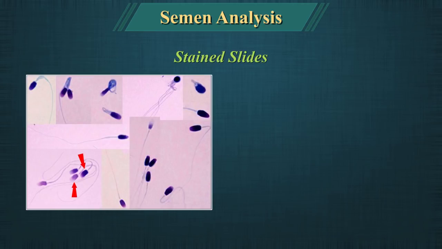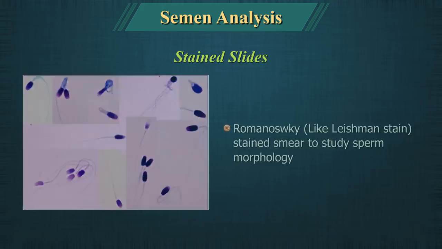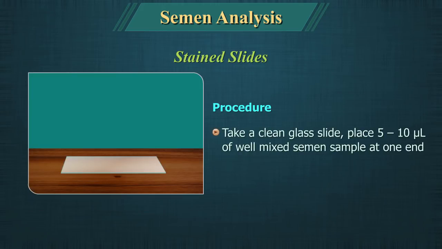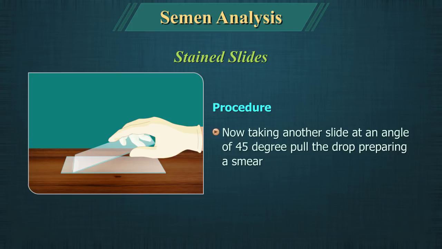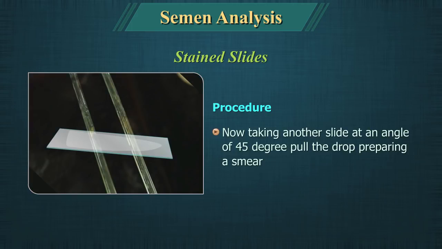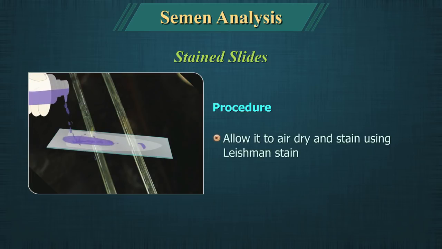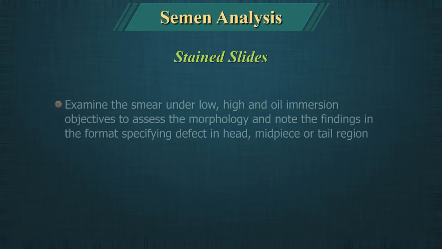Stained slides for morphology. Leishman stained smears are used to study sperm morphology. Take a clean glass slide, place 5 to 10 microliters of well-mixed semen sample. Now taking another slide at an angle of 45 degrees, pull the drop of semen preparing a smear. Allow it to air dry and stain using Leishman stain.